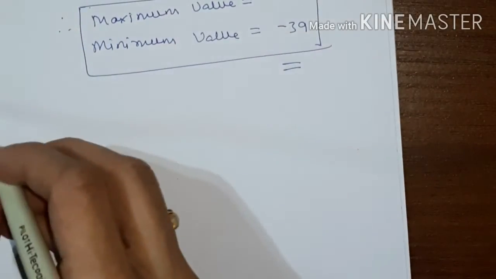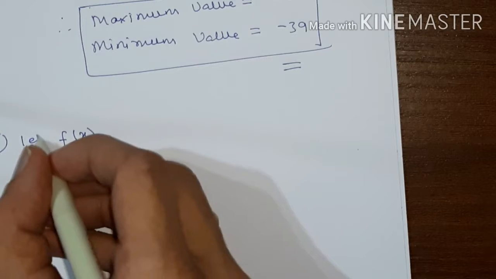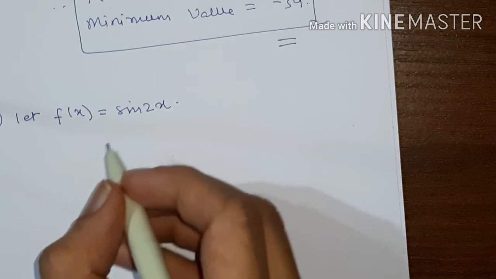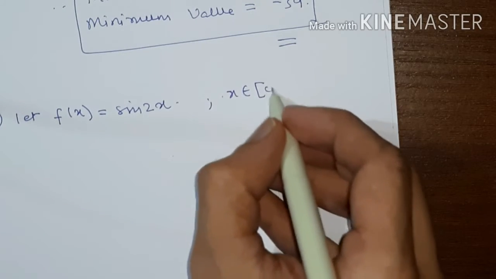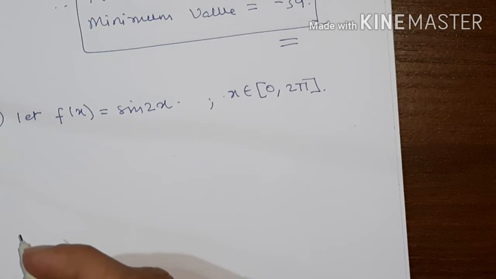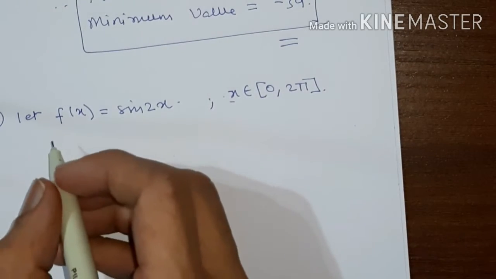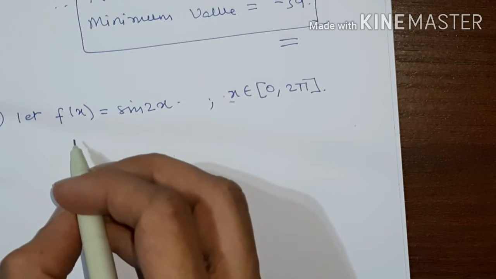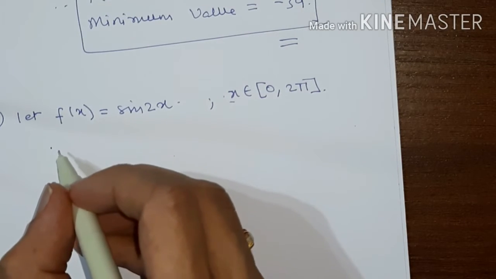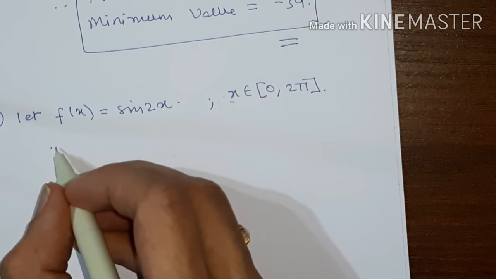So f(x) is given, let f(x) be equal to sine 2x. Then the interval given is x belongs to 0 to 2 pi. See, in the interval 0 comma 2 pi it was given, so x belongs to 0 comma 2 pi. Now we have to find the value of x at which the function is maximum.